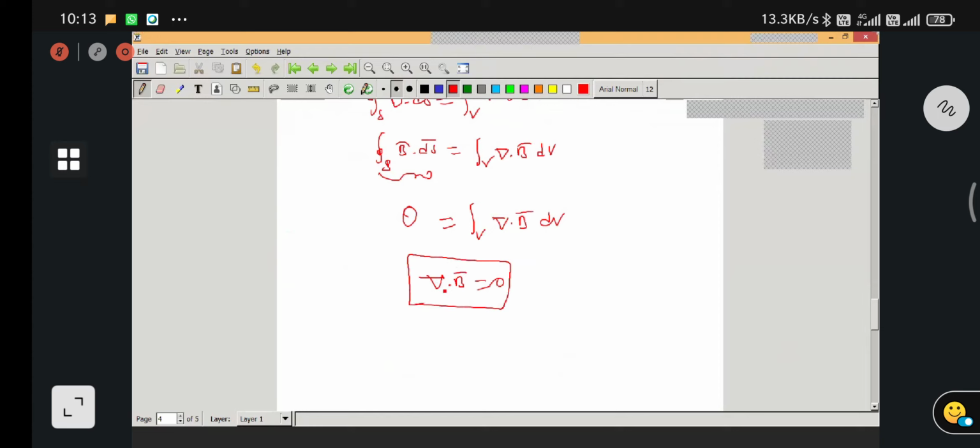Divergence of B is zero. So the magnetic field has no source and no sink point. Magnetic field lines are always continuous. This is very important, write it first. Magnetic field lines are always continuous. In a 2 marks or 3 marks question, just derive the fourth Maxwell equation.